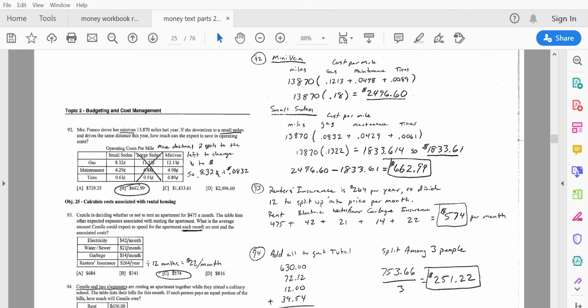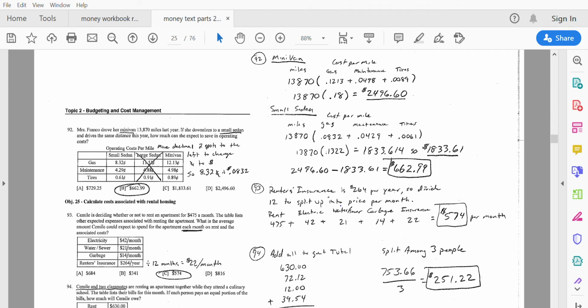Okay, so now we do the same thing with the small sedan. Okay, the gas, 8.32 would be $0.0832. Maintenance, 4.29 cents. Move that over twice, $0.0429. And then for tires, 0.61 cents. You move that over twice, 0.0061. We add those three up, we get 0.1322, so just over 13 cents a mile, times it by the number of miles that she drove in the year. Okay, gives you $1,833 and about 61 cents. Okay, so we round that.